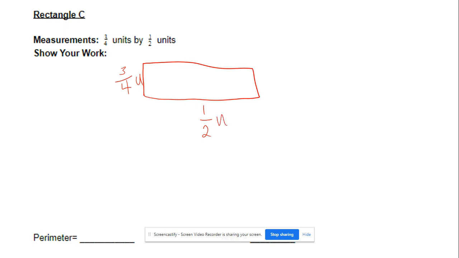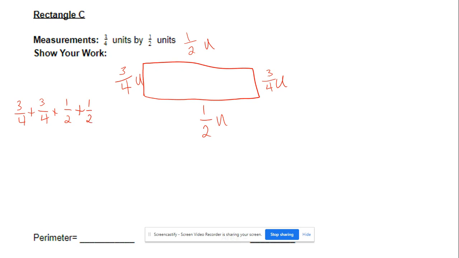And I'm sorry, my visual model is not completely accurate. But remember, this is 3/4 of a unit, then this is 3/4 of a unit. If the bottom is half a unit, the top is half a unit. Let's start by adding to find the perimeter. We're going to do 3/4 plus 3/4 plus 1/2 plus 1/2.